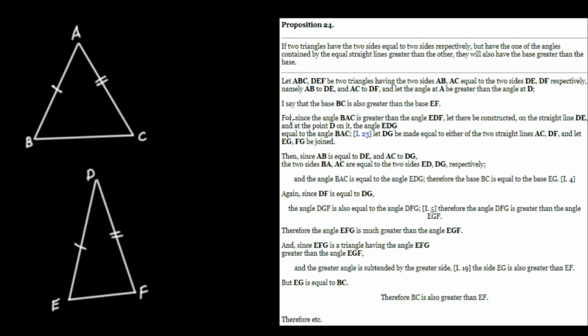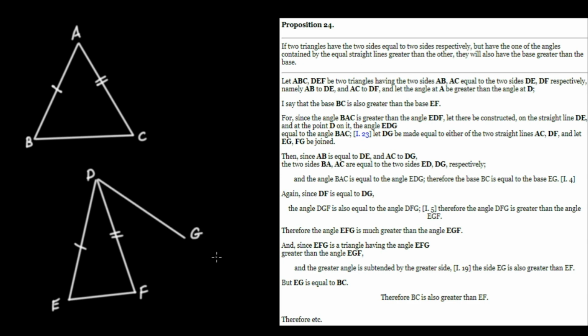Next he says, for since the angle BAC, which is this angle up here, is greater than the angle EDF, the angle at D, let there be constructed on the straight line DE, and at the point D on it, the angle EDG. So we're going to make an angle ED to G, but he's going to construct this in such a way that the length is equal to AC. So we're going to bring this over to G. Let's say right about there.